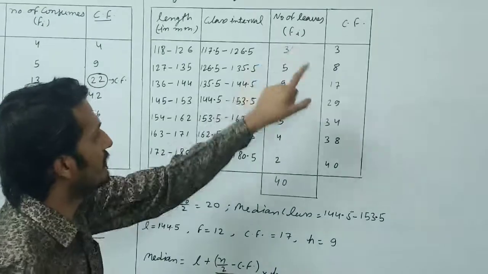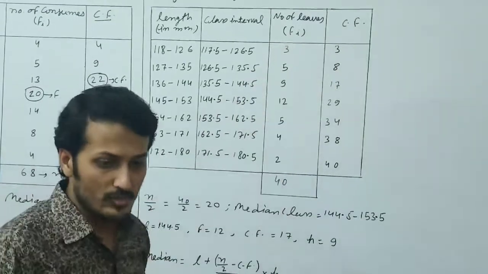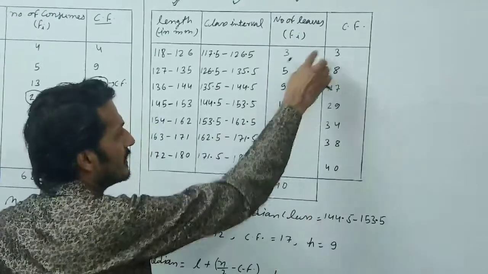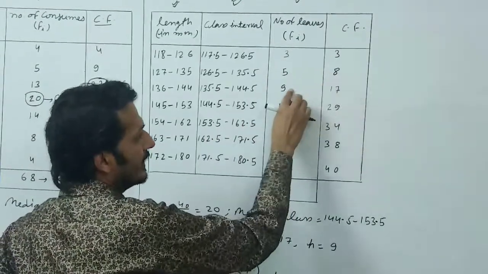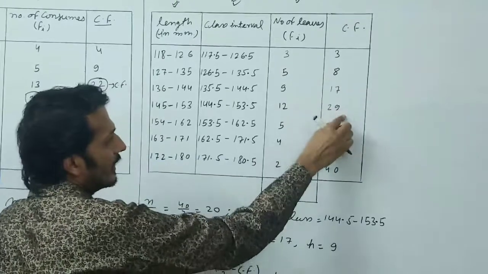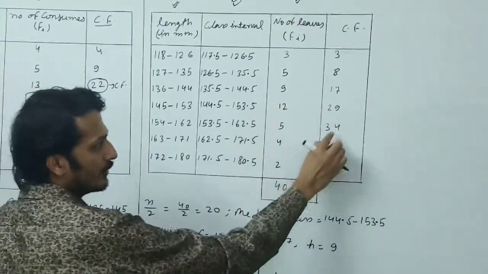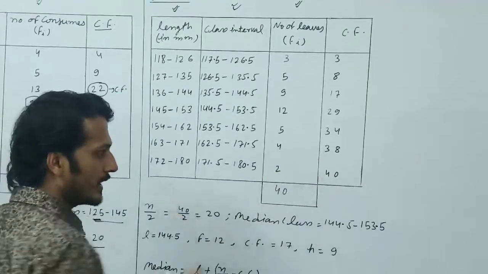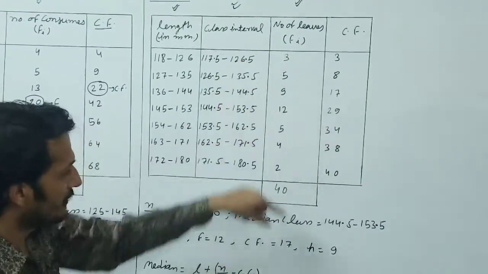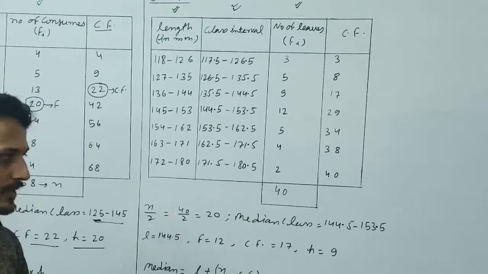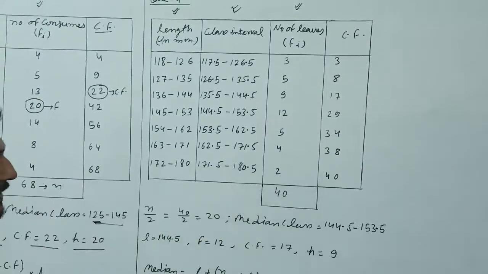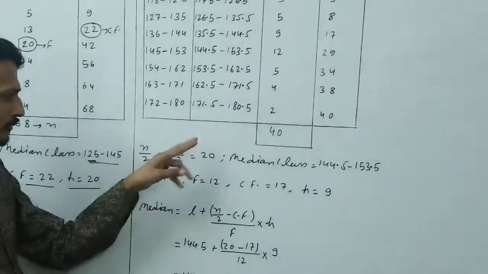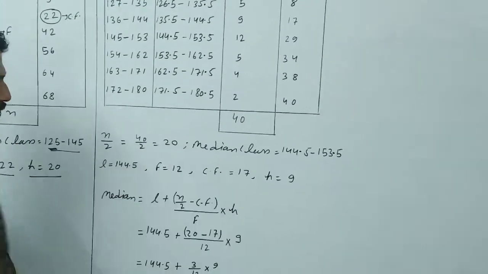Now the number of leaves is fi. Now what we need to find is CF. The process will remain the same. We wrote 3 as it is, 3 plus 5 gives 8, 8 plus 9 gives 17, 17 plus 12 gives 29, 29 plus 5 gives 34, 34 plus 4 gives 38, 38 plus 2 gives 40. Now we can see that the sum of frequencies is 40, which is the same. That means the CF we found is correct. Now N upon 2 will be 40 upon 2, that is 20.